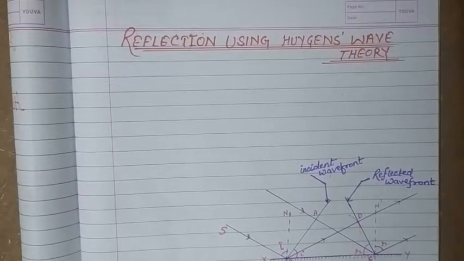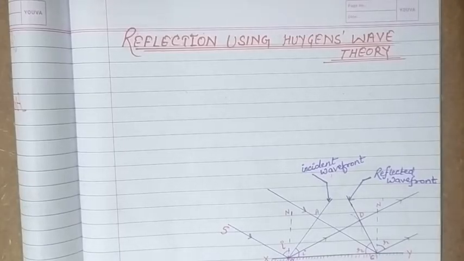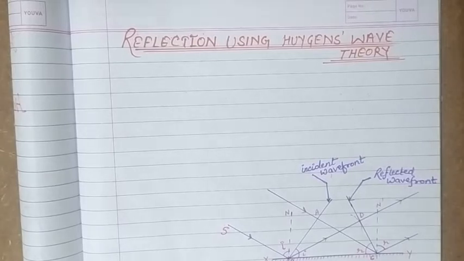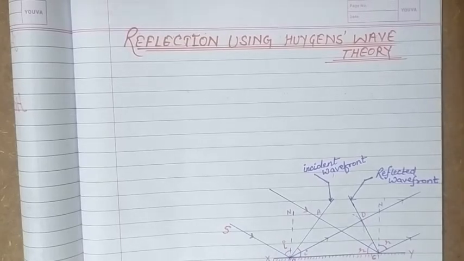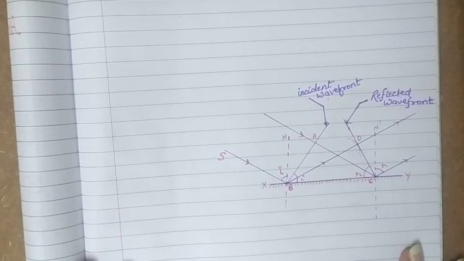Hello students, as we have studied Huygens wave theory of light, now we are going to apply that wave theory to explain the laws of reflection. So our task is to explain the laws of reflection on the basis of Huygens wave theory. For that we have a diagram here.